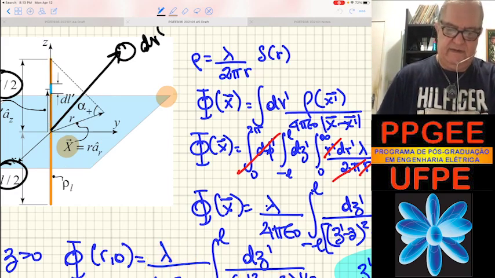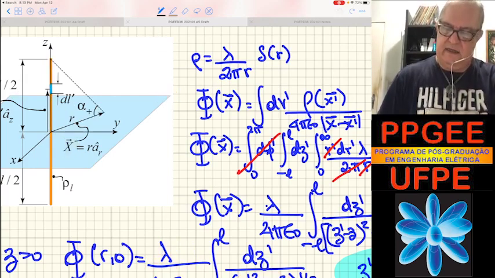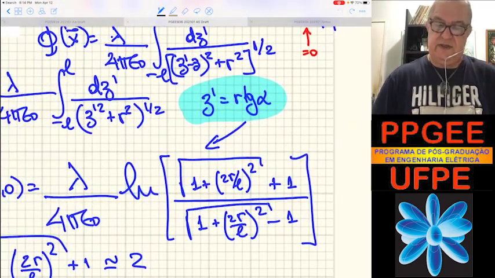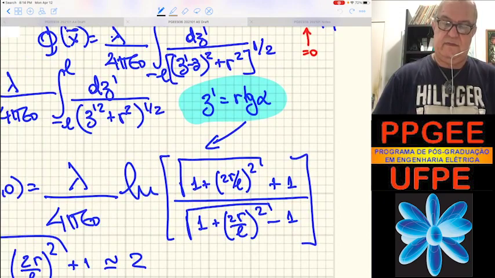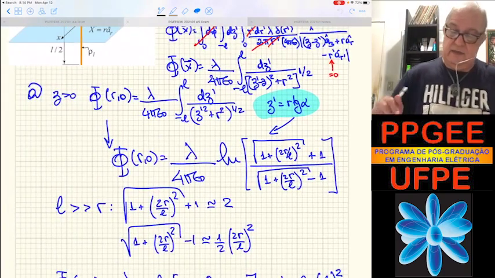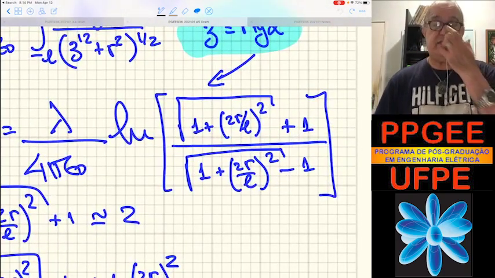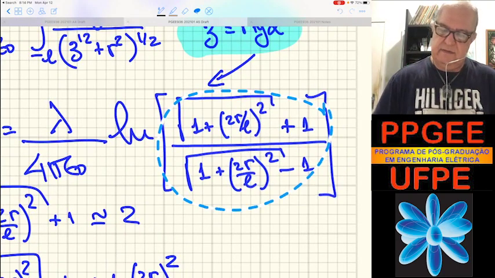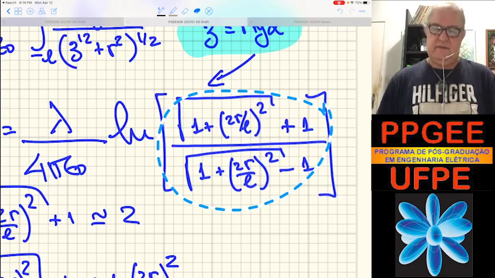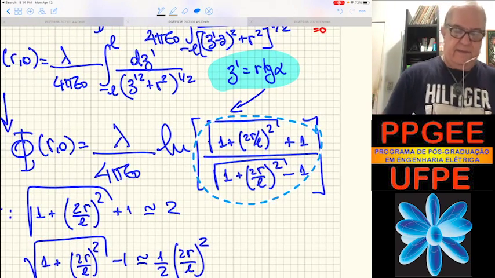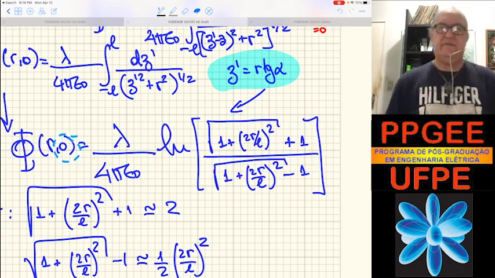So we can erase everything here so we can see it clearly. There's nothing else; it's right here, the relationship. So when you calculate and express everything in terms of the distance r and the length, you get this expression, already worked out a little bit. So that's the exact potential at the plane z equals 0.